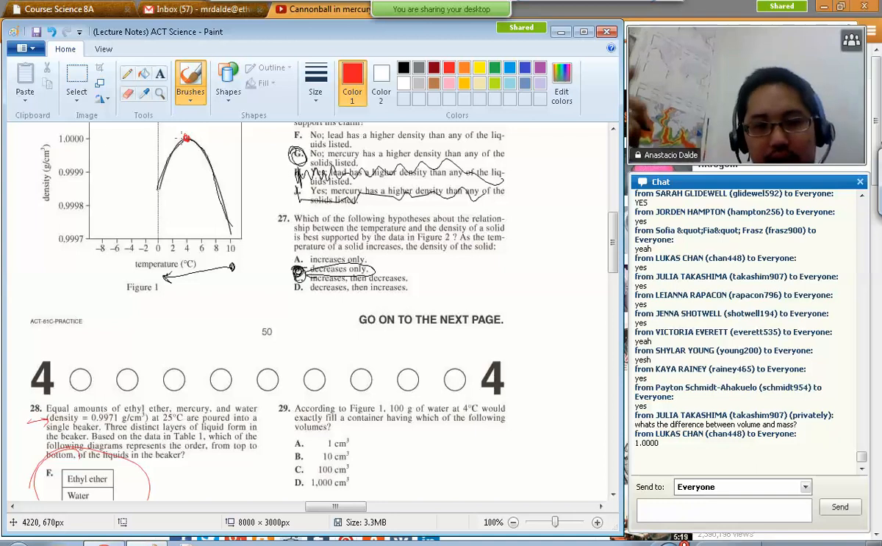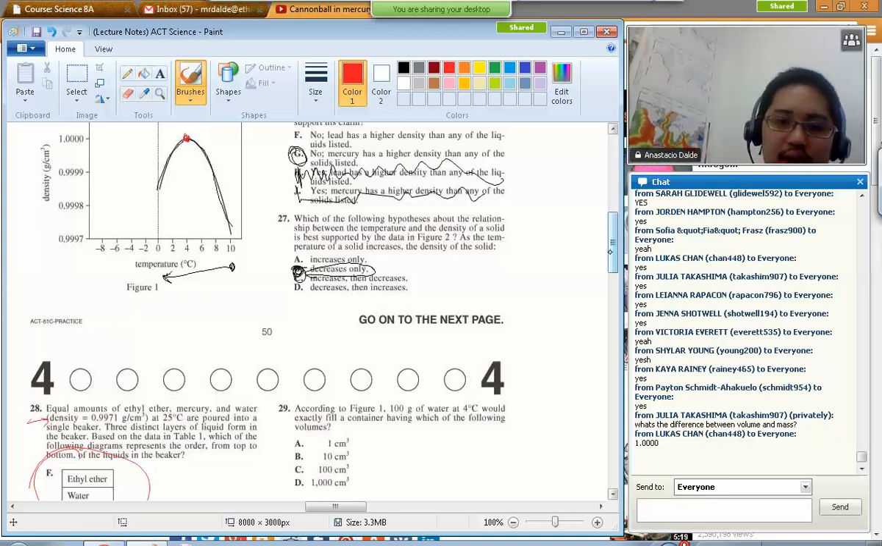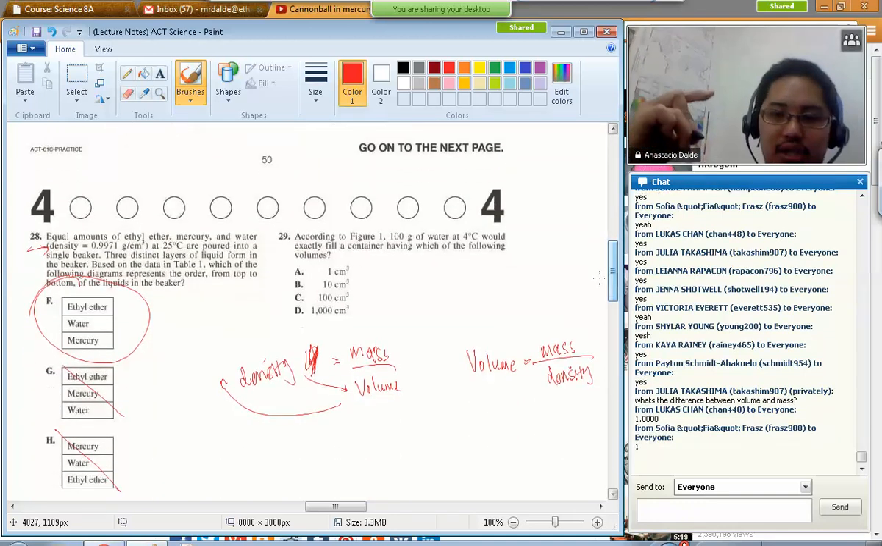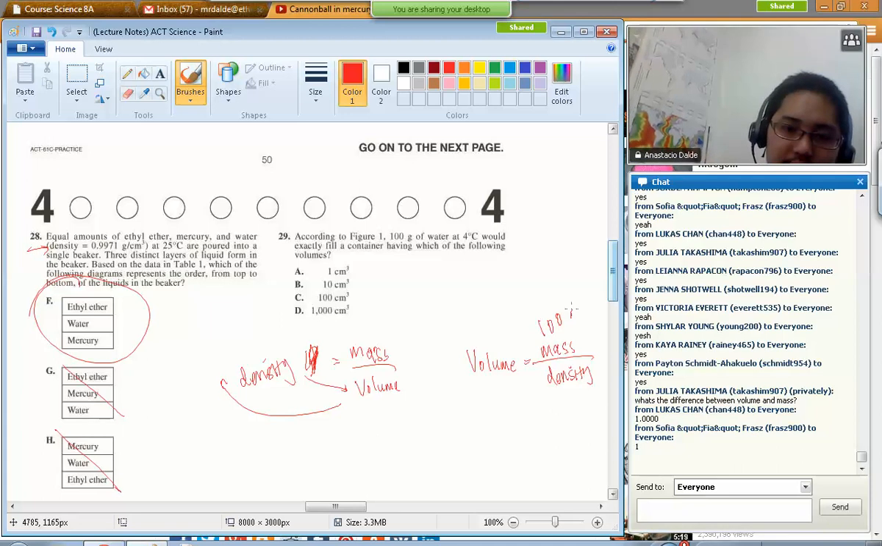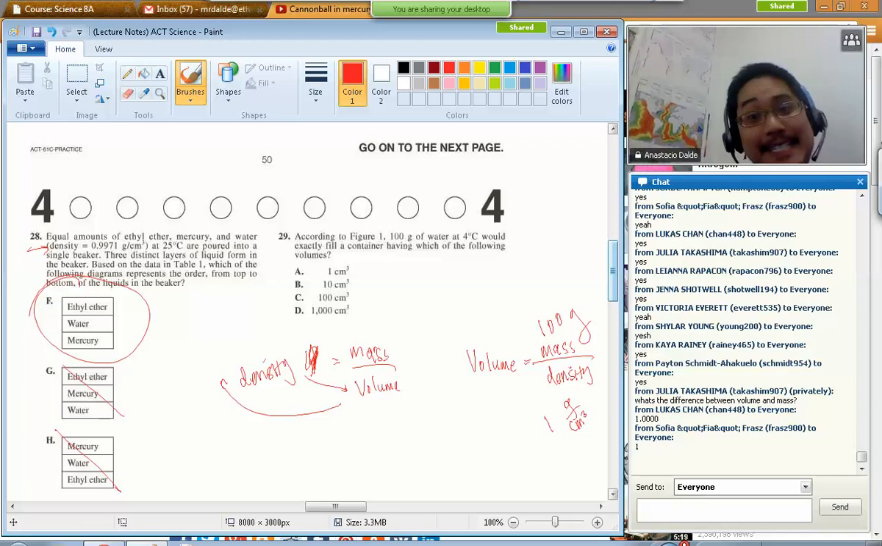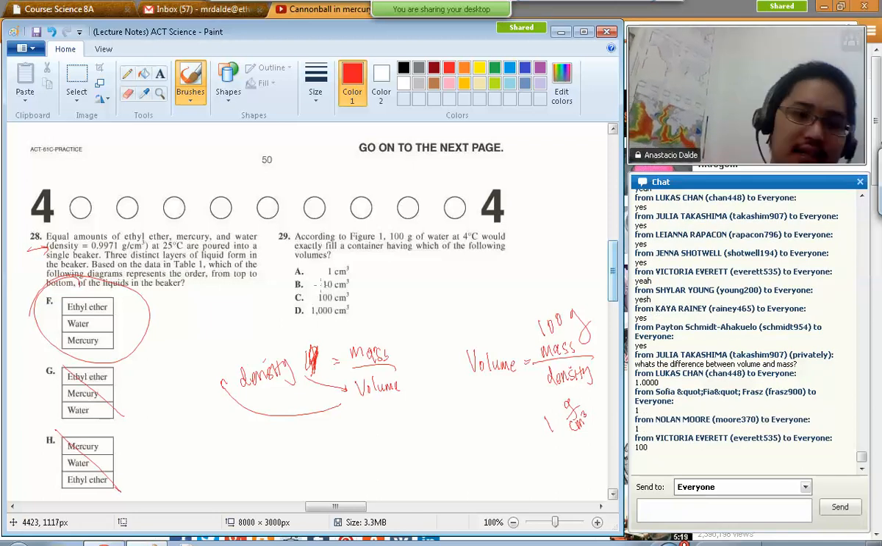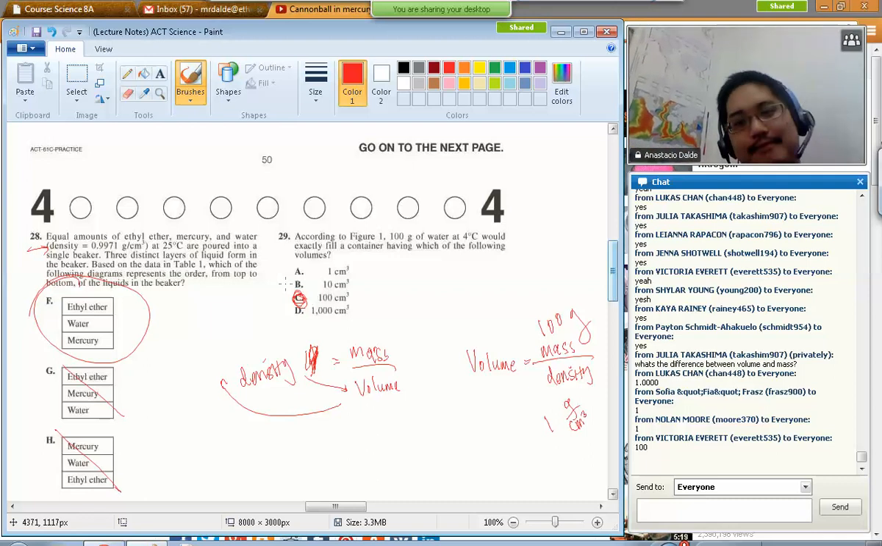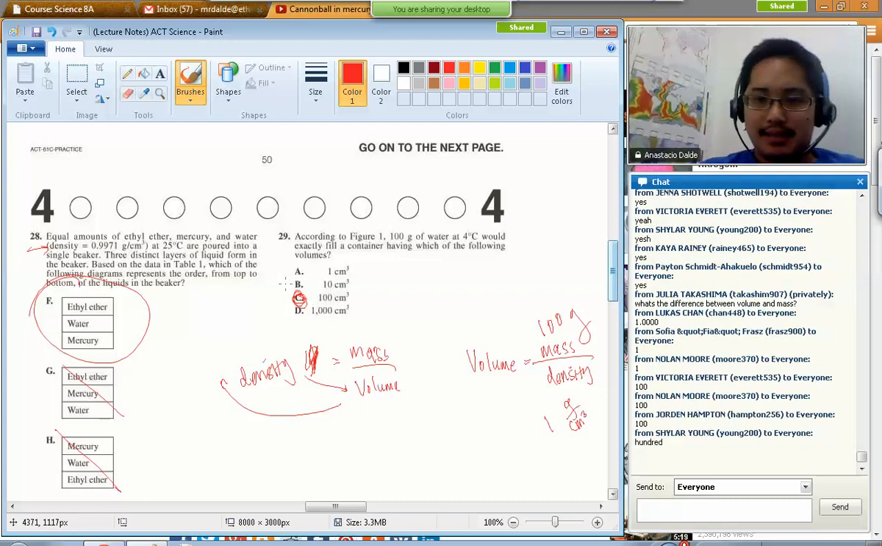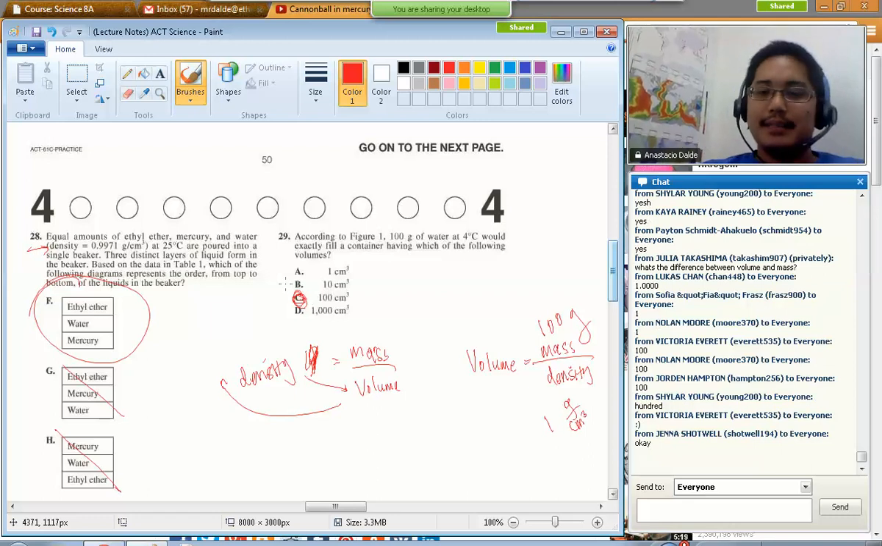It's 1.000000000. Good. So, 100 grams of water is going to take up how much volume? That would be 100 grams divided by 1 gram per centimeter cubed. What's 100 divided by 1? 100. There we go. That is the answer. That's as simple as it gets. Does that make sense?